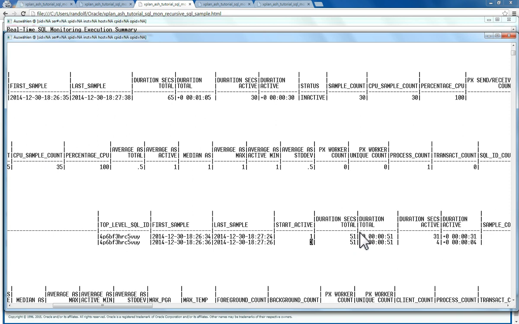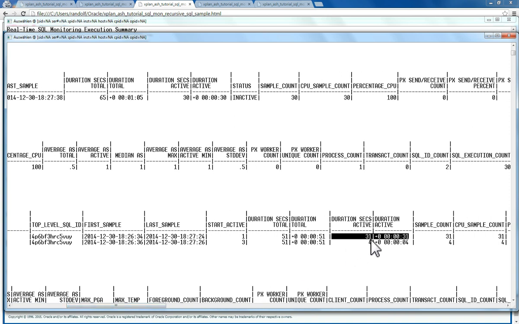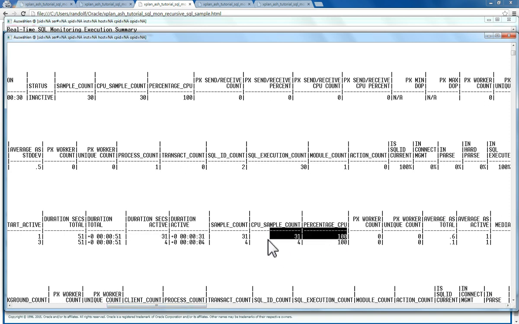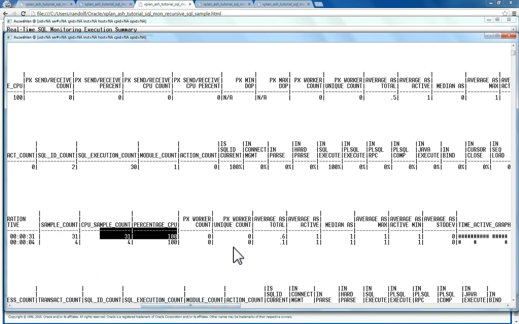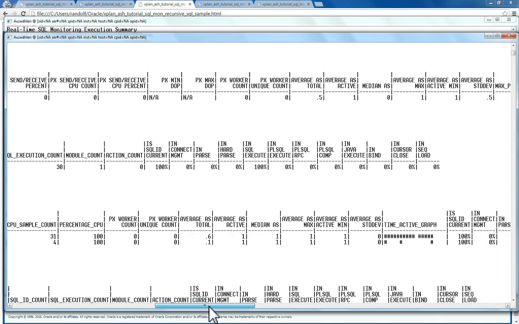Then total and active is again the same. So what is the duration based on first sample to last sample, and for how many samples within this first sample to last sample there was actual activity that can be related to this SQL ID. In this case, this was 31 seconds, 31 samples, which were again 100% CPU, and the same things that I already pointed out above, so I don't need to explain them again.